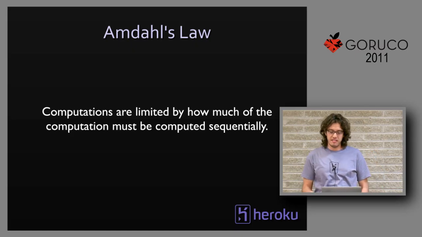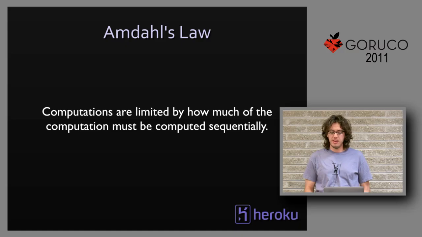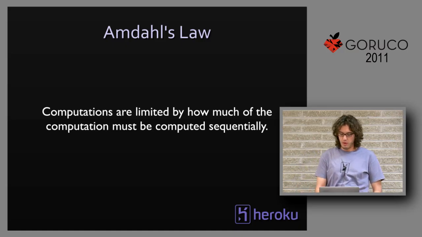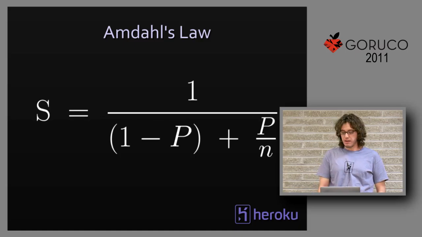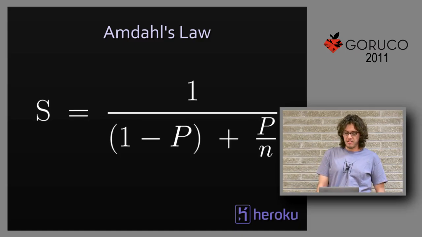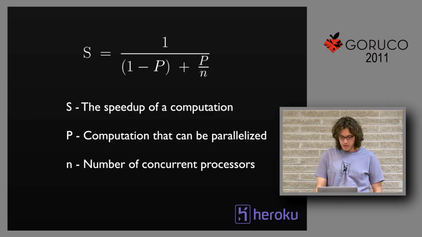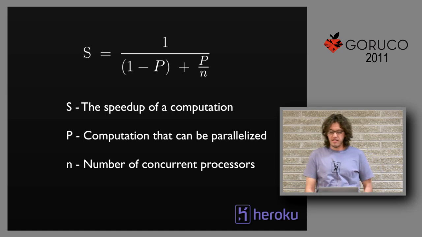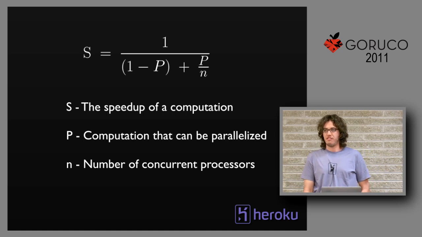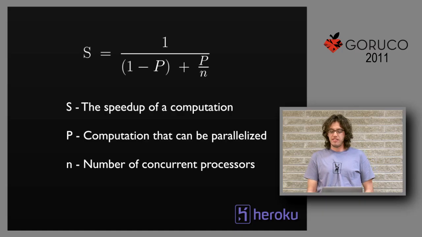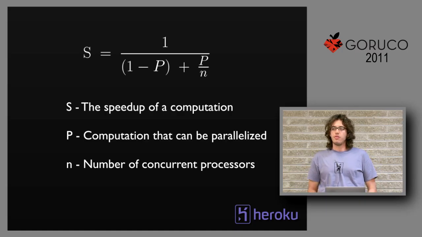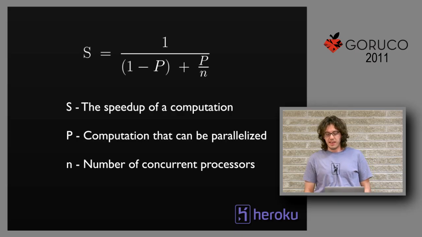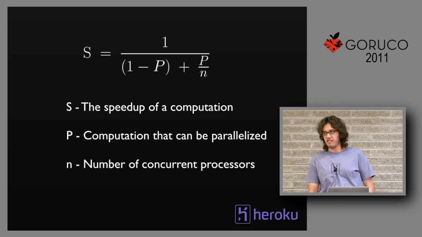The law is stated as: computations are limited by how much of the computation must be computed sequentially. This is the mathematical expression that represents his law. S here is a function of both P and N. Let's break this down. S is the speedup of the computation. P is the amount of our computation that can be parallelized, and N is the number of concurrent processors.